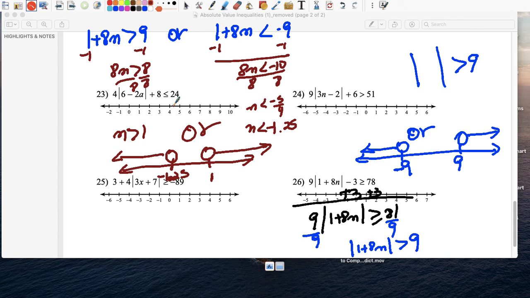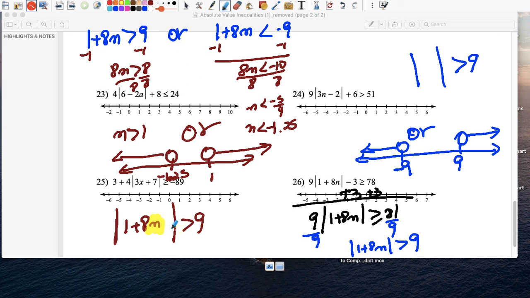If I pick any number greater than 1, not including 1, it works. I go back to my inequality, and I'll write it over here: 1 plus 8n greater than 9. So what can I replace n with? I can replace it with any number that's greater than 1, it will work, or any number that's less than negative 1.25. Nothing in between. If I pick 0 or 0.99, negative 1, or anything between these two circles, it's not going to work.